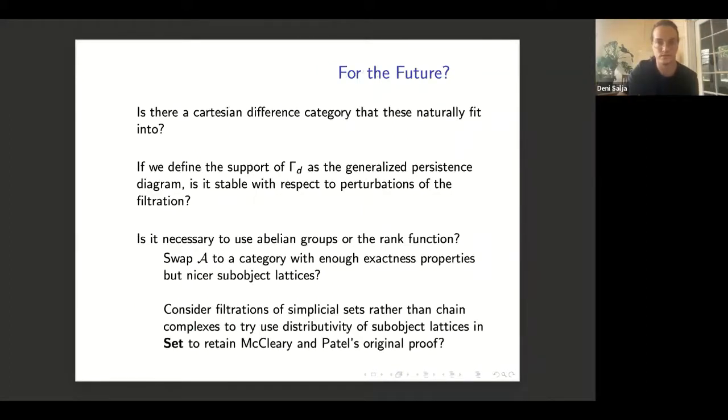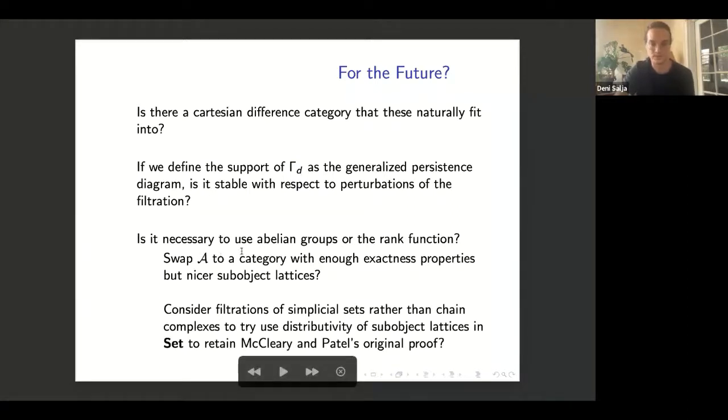And then I haven't really touched that since last fall because I started coming to Dalhousie and doing my master's. But questions for the future include whether there's a Cartesian difference category that these naturally fit into, whether you can define the support of this thing, gamma D, as a generalized persistence diagram, and if it's stable with respect to perturbations.